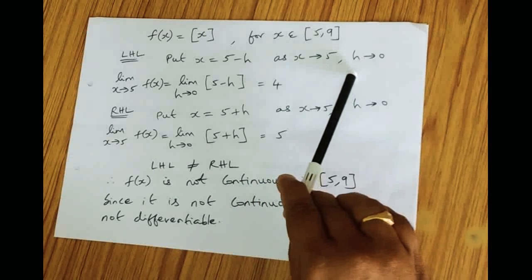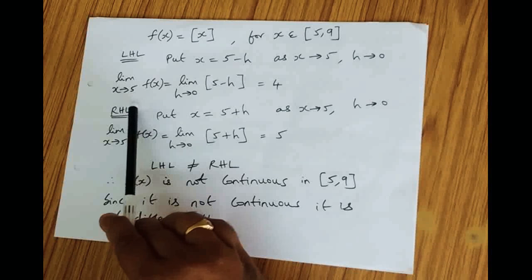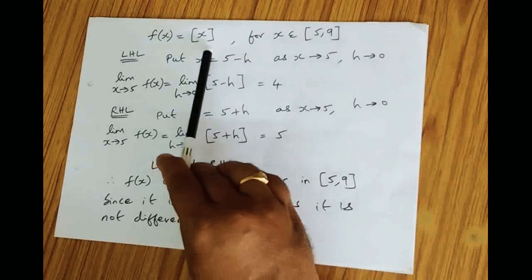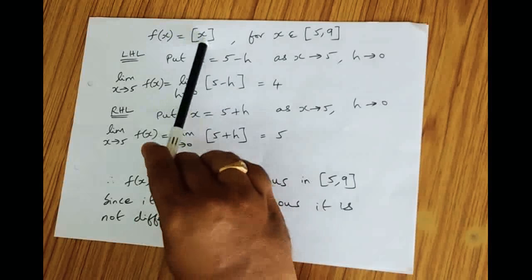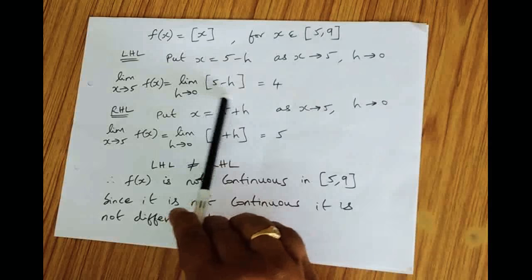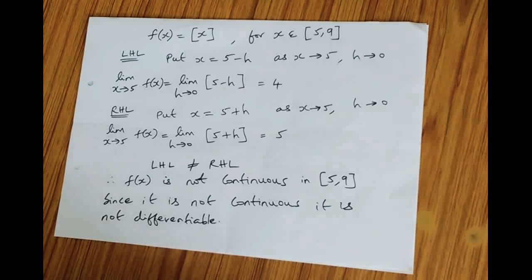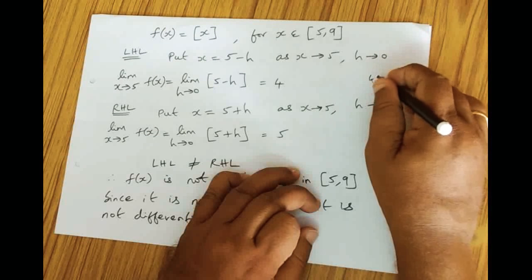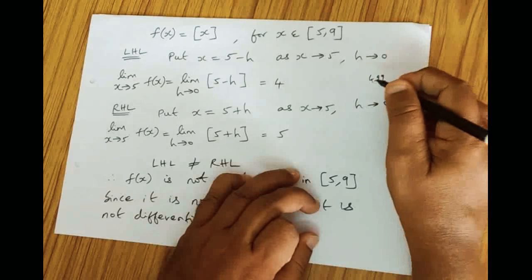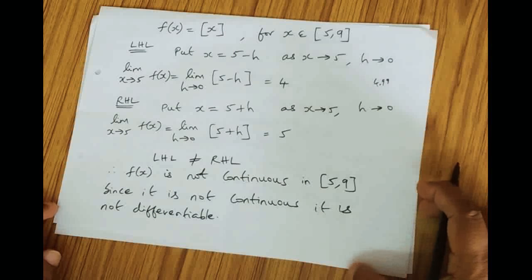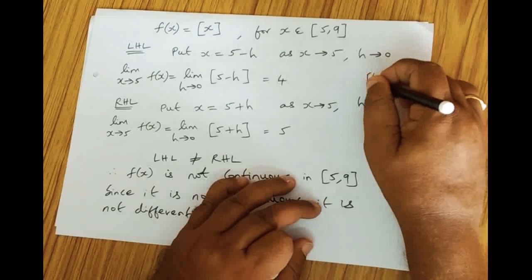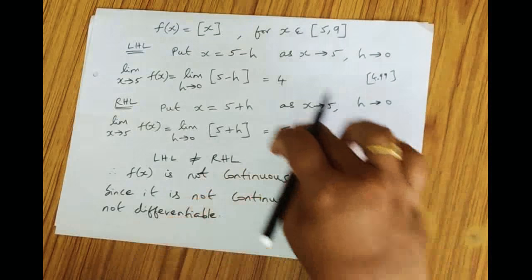h becomes 0. So limit x tends to pi, f of x is equal to limit h tends to 0, substitute pi minus h here, greatest integer of pi minus h. What is pi minus h? Some values less than pi, like 3.14 minus a little, so the greatest integer of that is equal to 3.